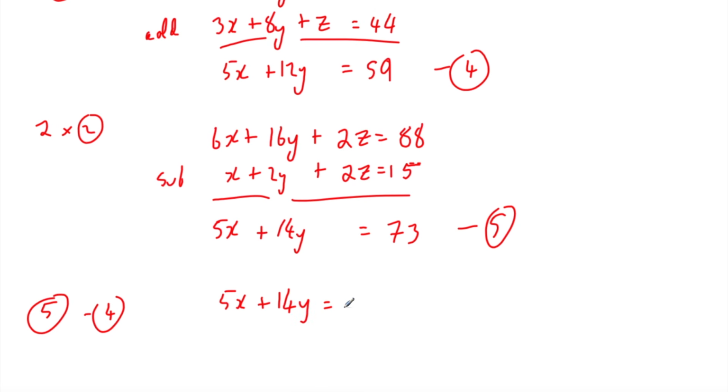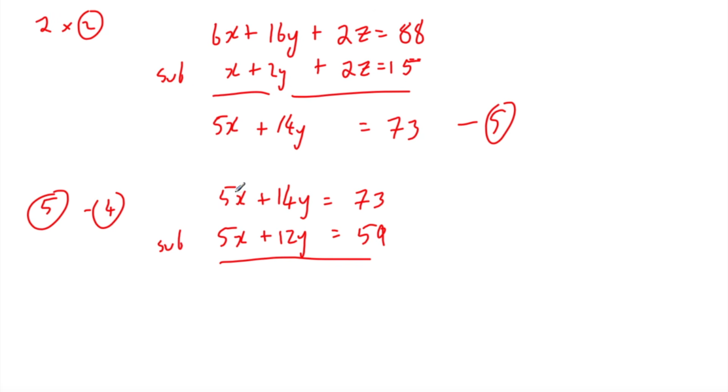There's equation 5, and equation 4 beneath it, 5x plus 12y equals 59. And then let's subtract them and see what we get. Okay, 5x's take away 5x's, they cancel out. 14y's take away 12y's, that's equal to 2y's. And then 73 take away 59, that's equal to 14. So that's great. We've now got 2y equals 14. If we divide by 2, we'll get that y is equal to 7. So that's great. We'll find out what y is. y is equal to 7.